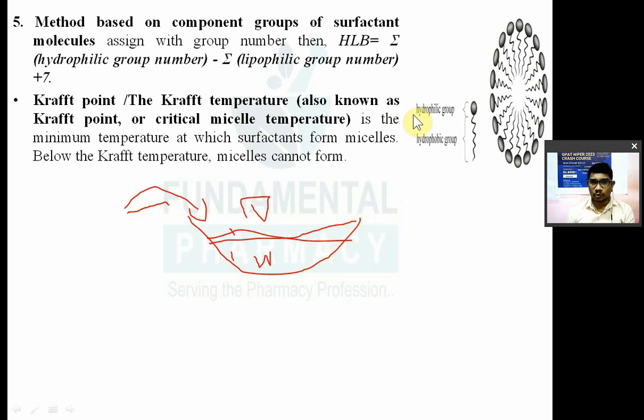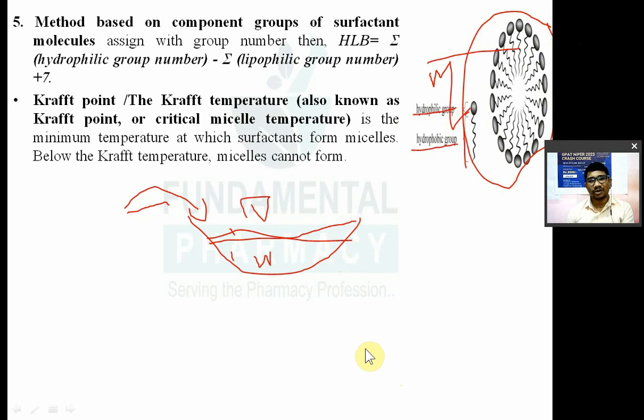A surfactant molecule has both a hydrophilic group, known as the hydrophilic head, and a hydrophobic group, known as the tail. Initially the surfactant molecules are separate entities, but if you increase the concentration, there is an increase in association, an aggregation of these surfactant molecules to form spherical or different shapes known as a micelle.